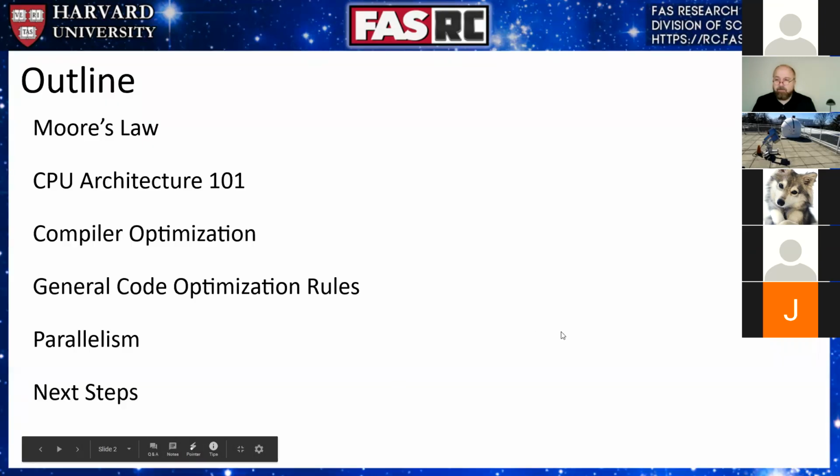I'll give you an overview as to where we're going. I'll go through the reason why we care about code optimization, why it's important. Then we're going to talk a little bit about CPU architecture, because in order to really optimize your code, you have to understand what you're optimizing your code for. Then we'll talk a bit about compilers. This is probably going to be the part most specific to GCC and Fortran.